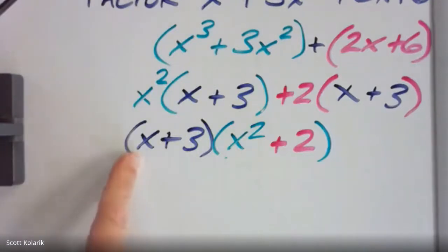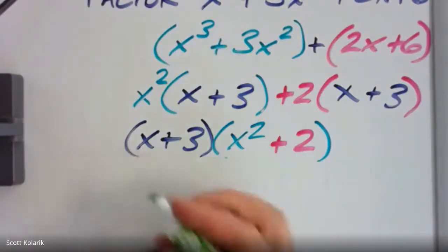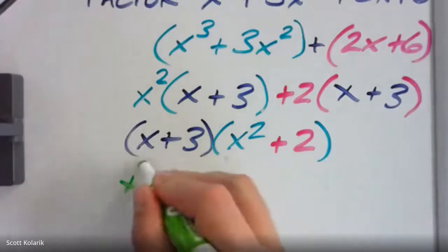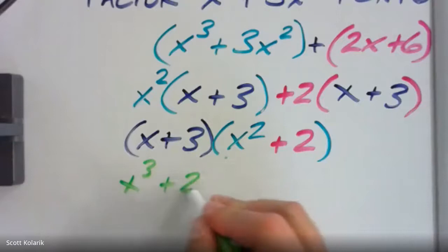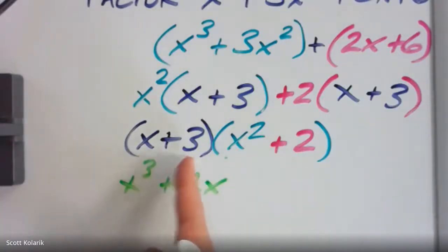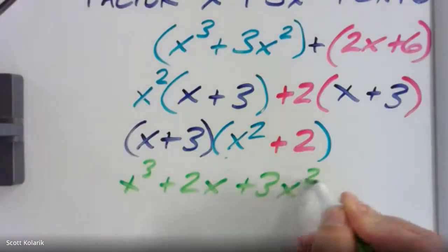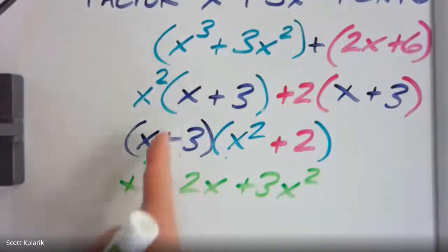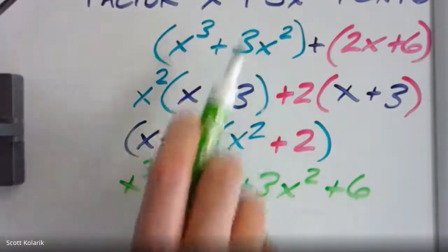So just doing that quickly, if I were to take this x and multiply it through this parentheses, x times x squared, I'd get x cubed. Take that same x times positive 2, I'd get positive 2x. Done with the x, and I move on to the positive 3. Positive 3 times the x squared gives me 3x squared. Almost done with this. Now I take the positive 3 lastly and multiply it by the positive 2, giving me 6. And this technically is what I started with at the beginning.